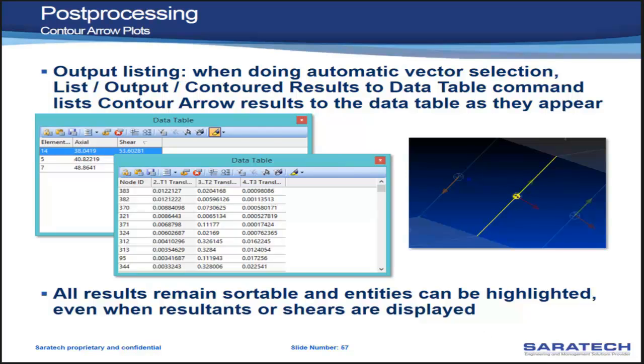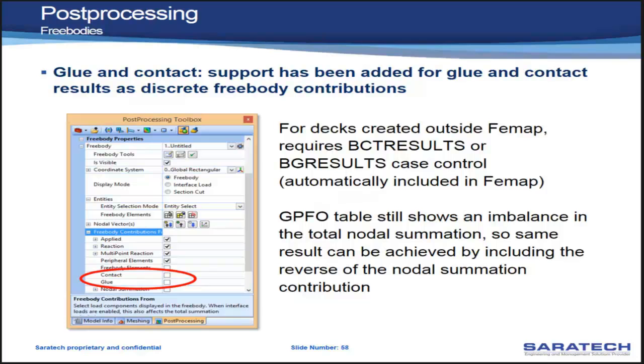Since 11.2, in 11.3 there has been more support for glue and contact, and it's been added for free bodies as well. So basically it minimizes what the user has to do in order to view free bodies for glue and contact. Before, we had to put the reverse of the normal summation in order to get good plots for contact and glue, and now this support just eliminates that need.